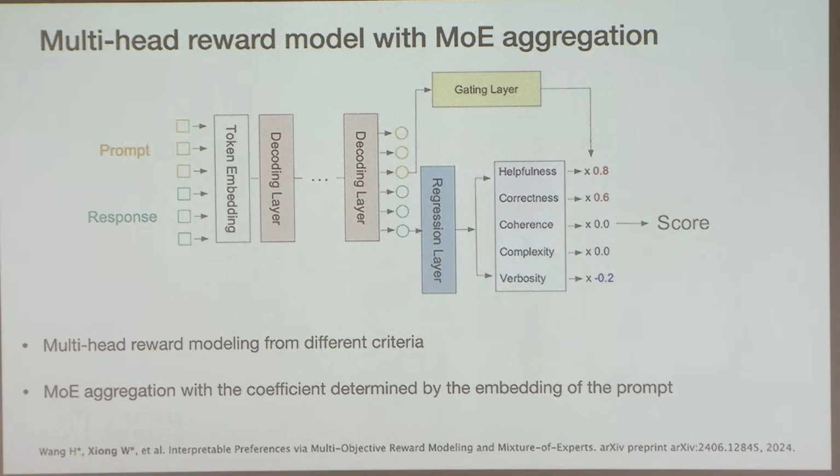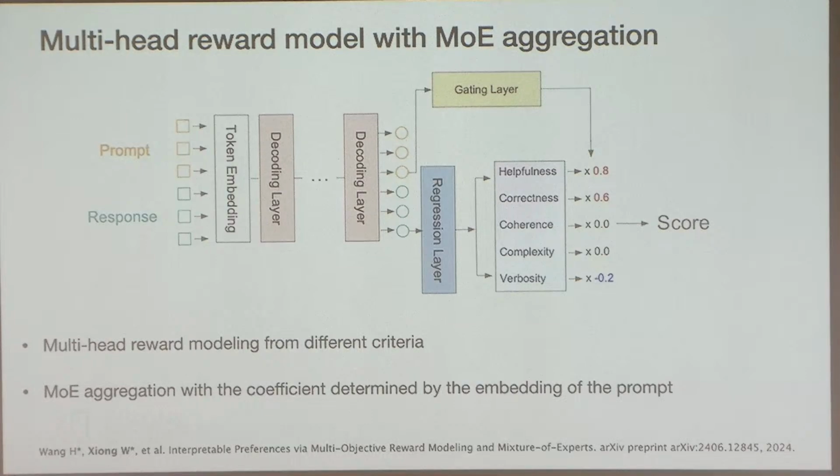This is because to evaluate the quality of a response, there are a lot of attributes, so you can make a more fine-grained characterization. Here we have helpfulness, correctness, coherence, complexity, verbosity, a lot of things. So what you do is first construct a multi-head reward model from these different criteria. After this, we want to gather and combine all these different attributes into a scalar score, which you can use especially for the deep RL method.